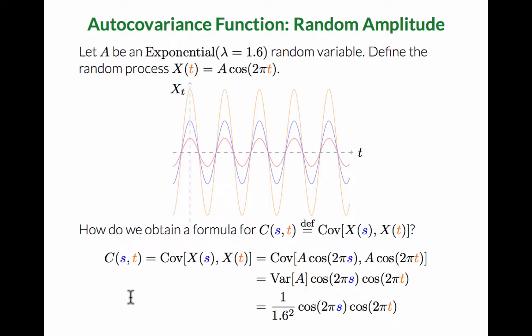It's a function of two times, s and t, and it's equal to 1 over 1.6 squared times cosine 2 pi s times cosine 2 pi t. Now, unlike the mean and variance functions, which we were able to visualize on this graph because they are just functions of t, it is difficult to graph this autocovariance function on this same graph, because it is actually a function of two times, s and t. Now, this video is only focused on how to calculate the autocovariance function, but you will do a follow-up activity that will hopefully help you visualize this autocovariance function intuitively.